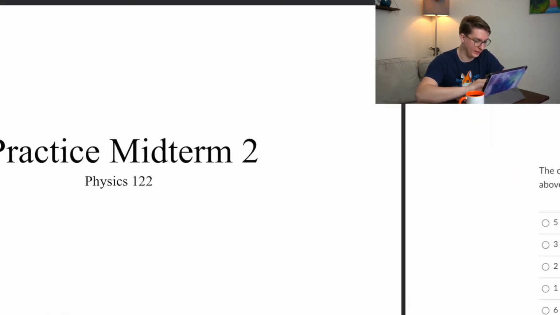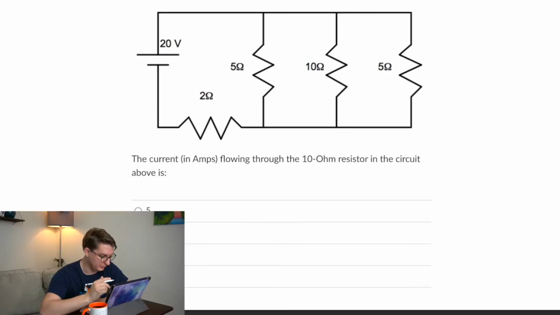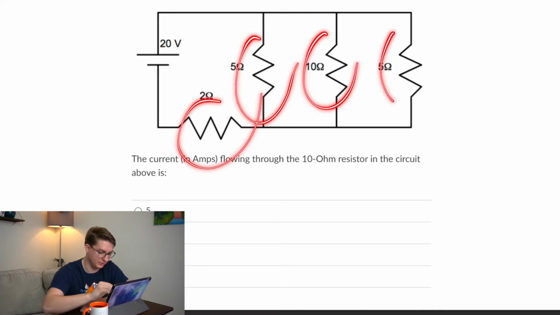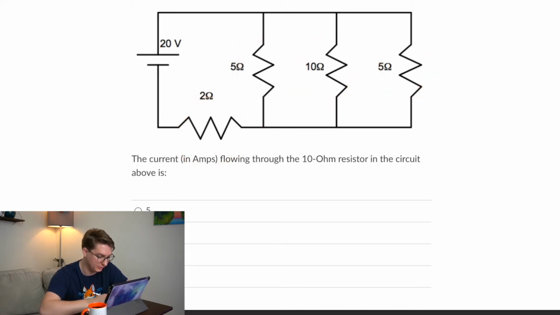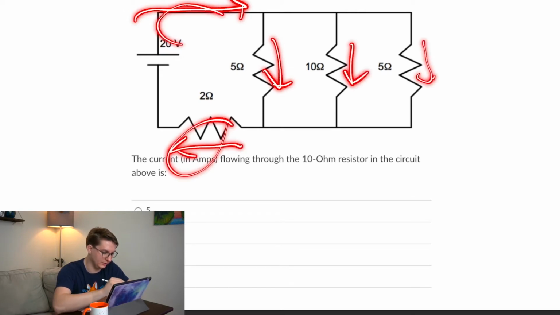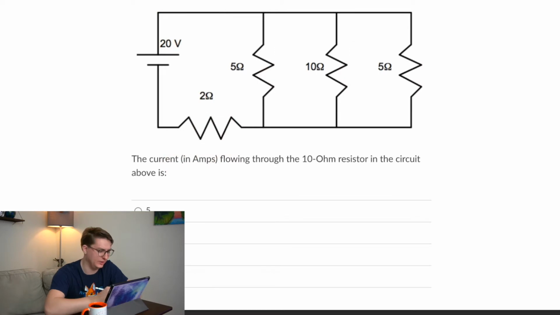So I have some practice midterm. We'll go over it. We have a circuit with some type of battery and a bunch of resistors. The current in amps flowing through the 10 ohm resistor in the circuit above is, well, we don't know. So we need to figure out generally the current flowing through the circuit. There's going to be a bunch of different currents. These are going to be the same. But first to figure out this overall current, we're going to have to reduce this down to an equivalent resistor. So we have to use all of our rules with parallel and series.